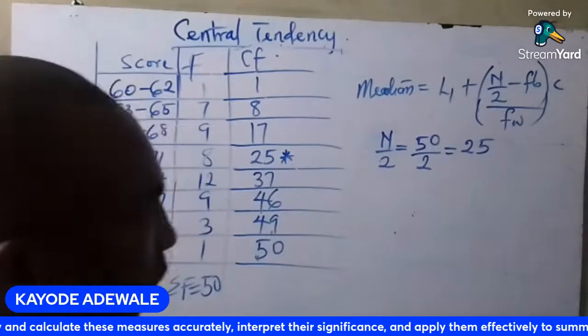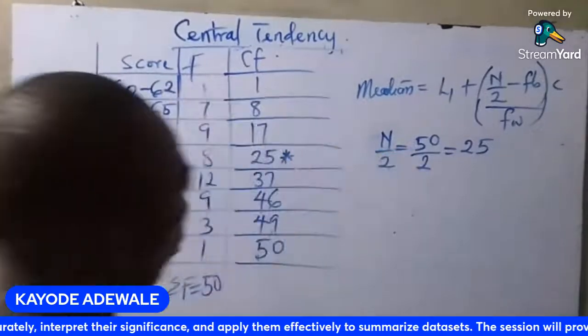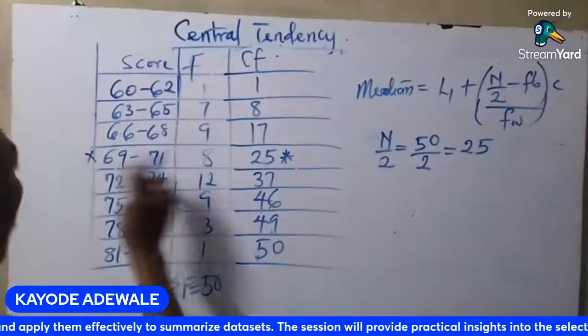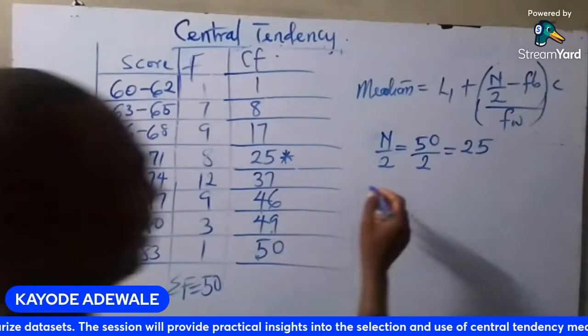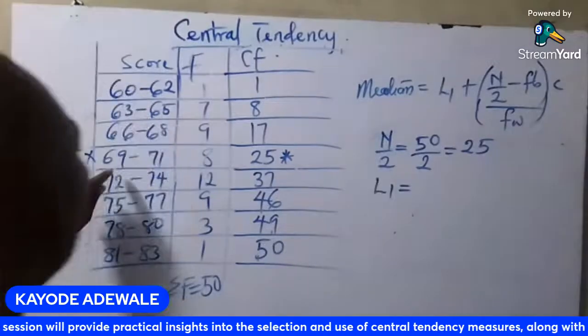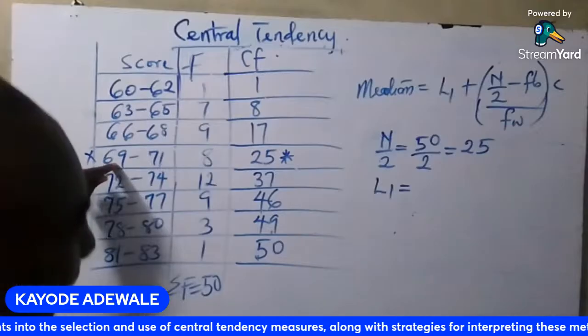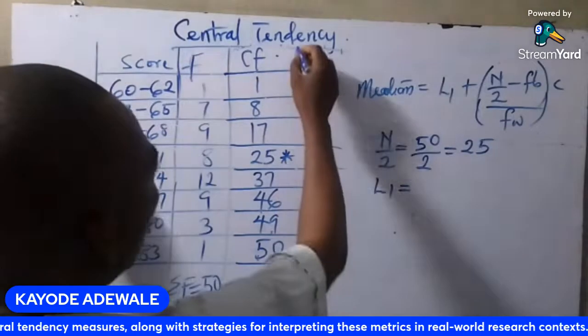At this level. So the next thing, now that you have got your median class, which is between 69 and 71, is for you to find your L1. So what is your L1? Your L1 is the lower class boundary of your median class.